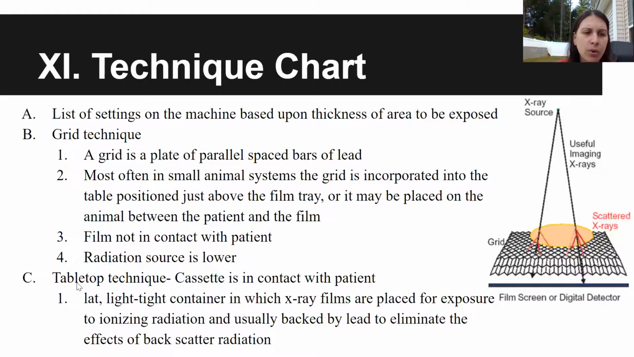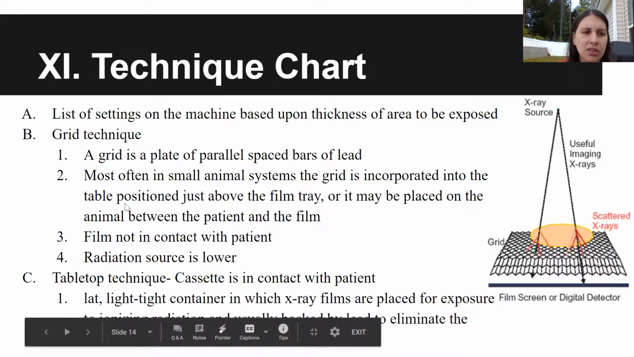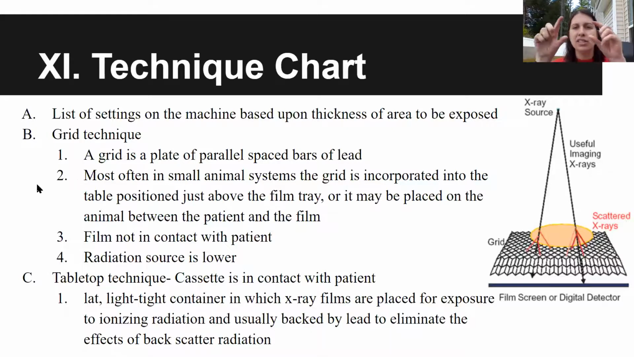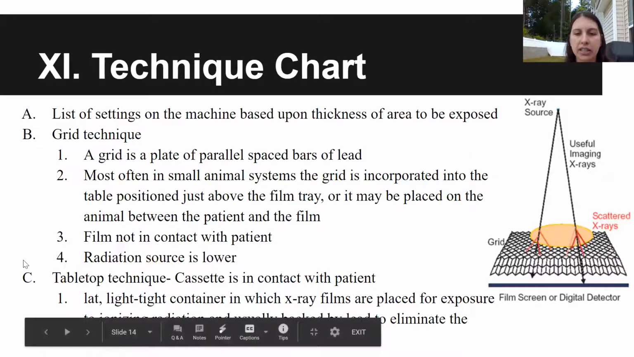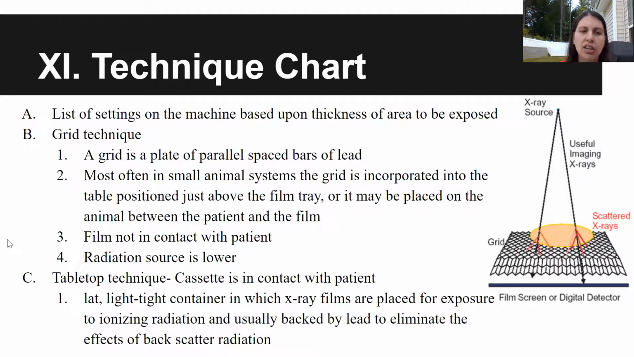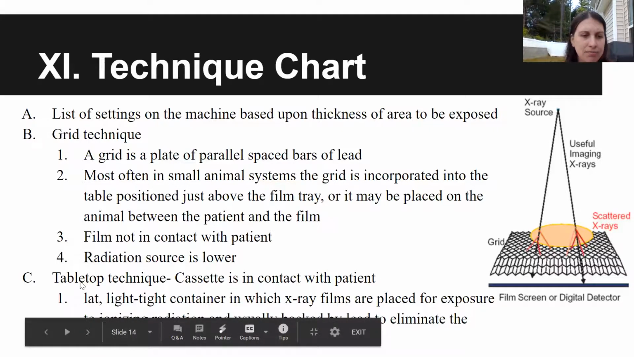You can do the grid technique or the tabletop technique. The grid technique is basically where you have lead bars, and most often the grid is going to be built into the table where you're putting the animal to do the X-rays. The tabletop technique is not really super common, especially for small animals, because the grid is already built into the table. With the grid technique, the film doesn't come in contact with the patient, and the radiation source is lower because you have that lead plate on the animal. With the tabletop technique, the cassette does come in contact with the patient.